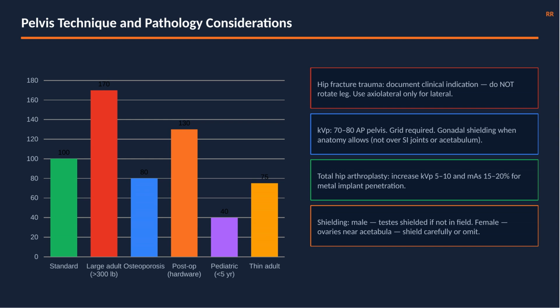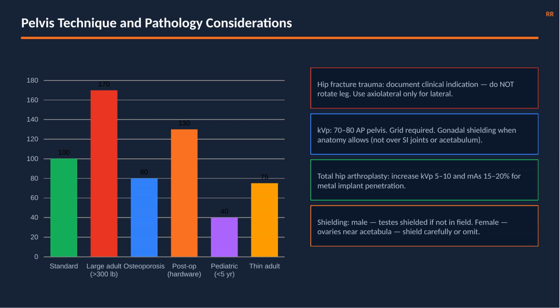Osteoporosis. Decrease mAs by 20%. Reduced bone density attenuates the beam less than normal. Post-surgical with hardware. Increase mAs and kVp for total hip arthroplasty. The metal prosthesis requires additional penetration. Increase kVp 5 to 10 and mAs 15 to 20%.